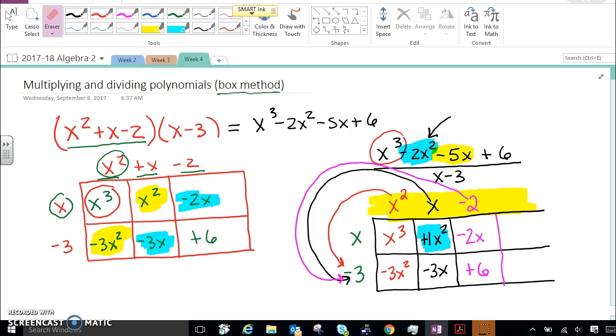So that means our final answer is what's highlighted in red. X cubed minus 2x squared minus 5x plus 6 divided by x minus 3 equals x squared plus x minus 2, just what showed up in the highlighted yellow. And we knew that had to be the case before we started, but I want you to see how multiplication and division are using the same process, just forward and backward.